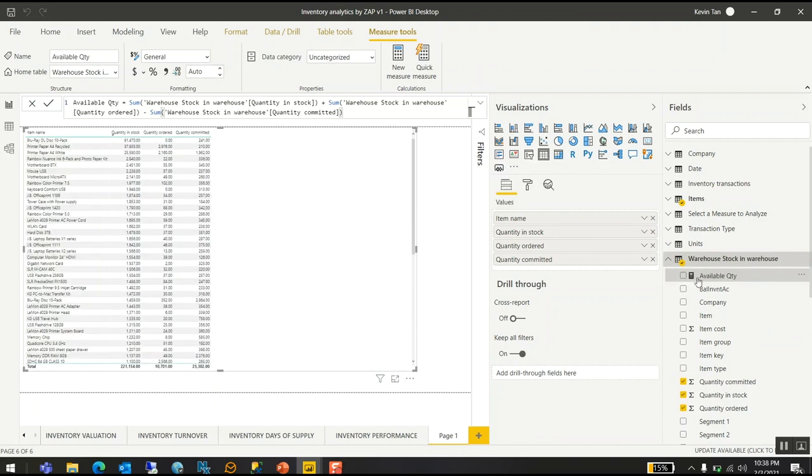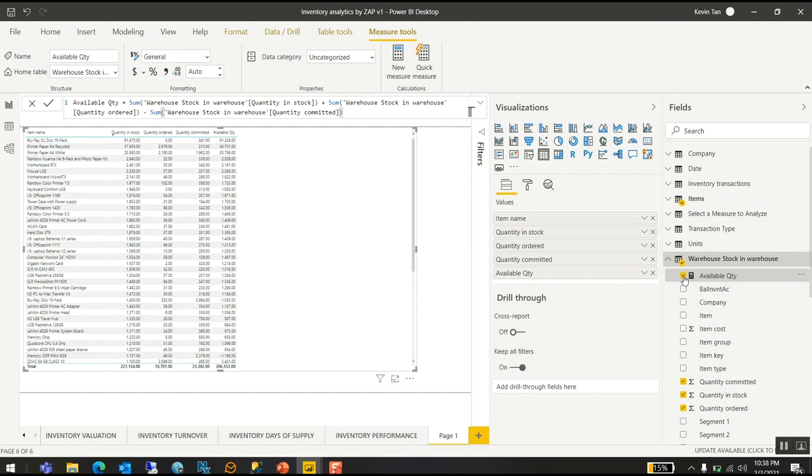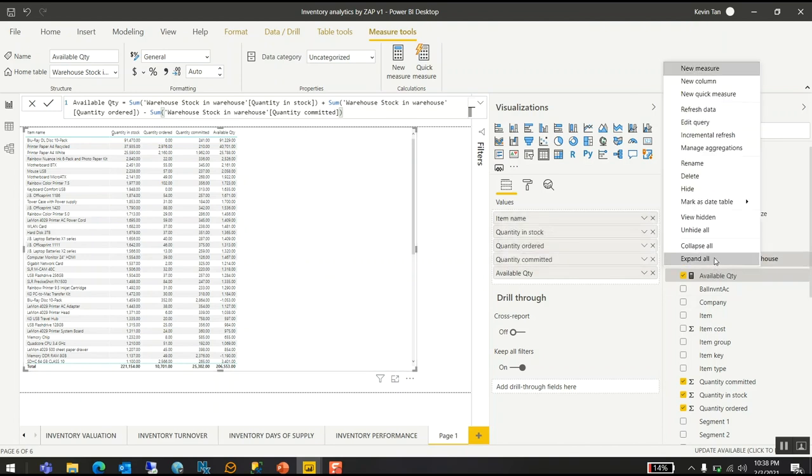Okay. Now on the right, you'll see here that available quantity has now been created. What I need to do is just check on it, and it should bring that into my report right here. Now I want to do another one. I want to take the available quantity and divide it by the quantity on hand so I know how much of that is available from a ratio and a percentage point of view. Okay. So I'm going to do a right click against the stock in warehouse again. Then this time I'm going to create another measure.